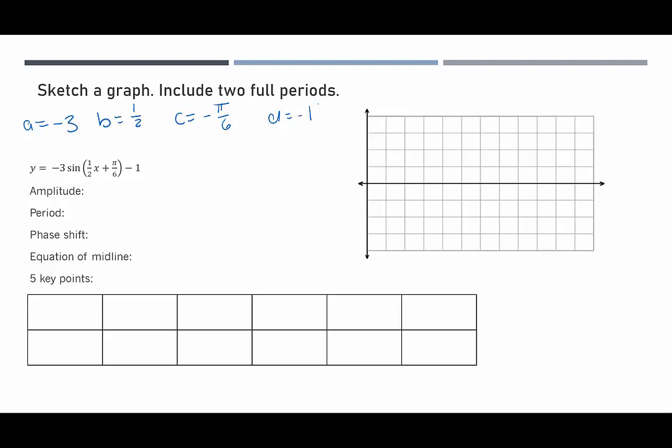Okay, the amplitude is the absolute value of A, so the absolute value of A is 3. The period is 2π/b. This would be 2π divided by 1/2.